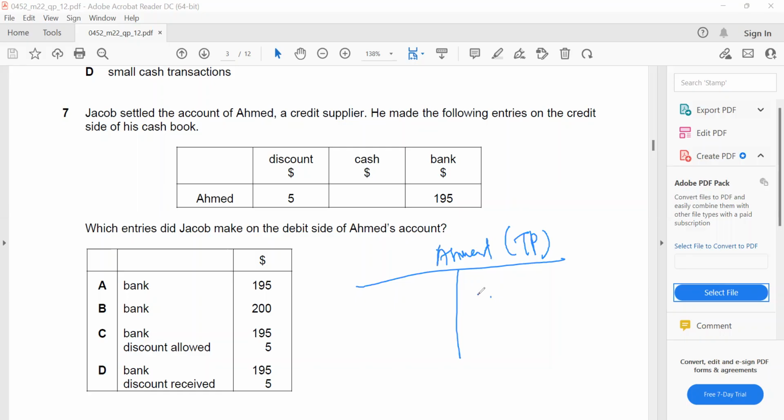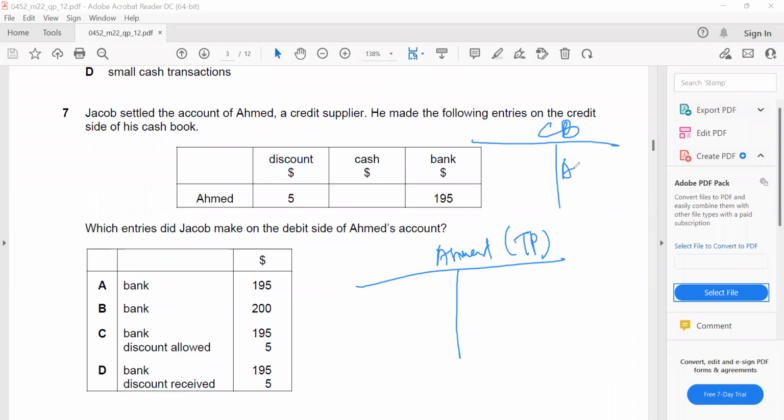He made the following entry on the credit side of his cash book. Oh, sorry, he put it in the cash book. It is from the cash book point. Okay, we go to cash book. So this is a cash book.